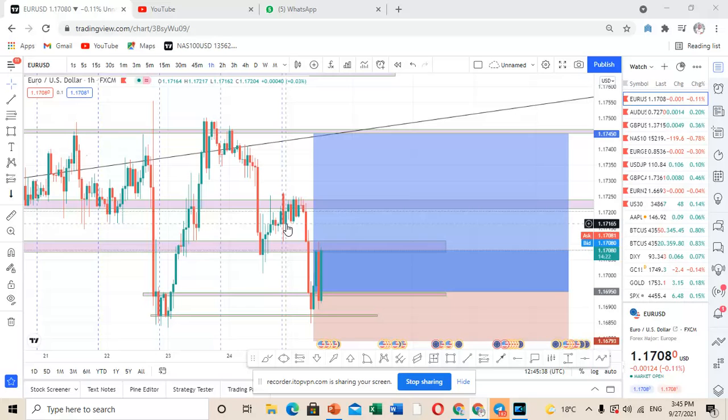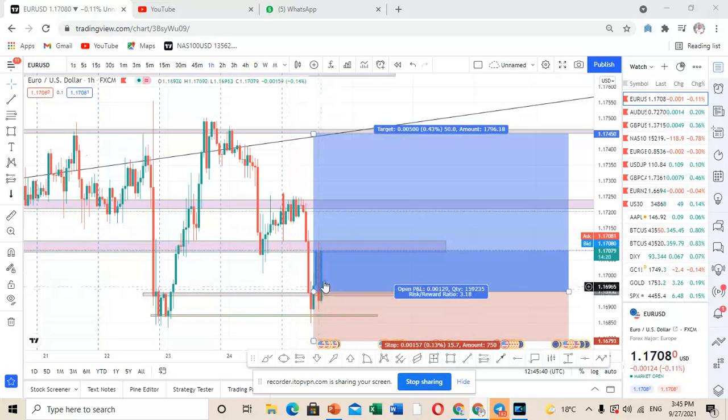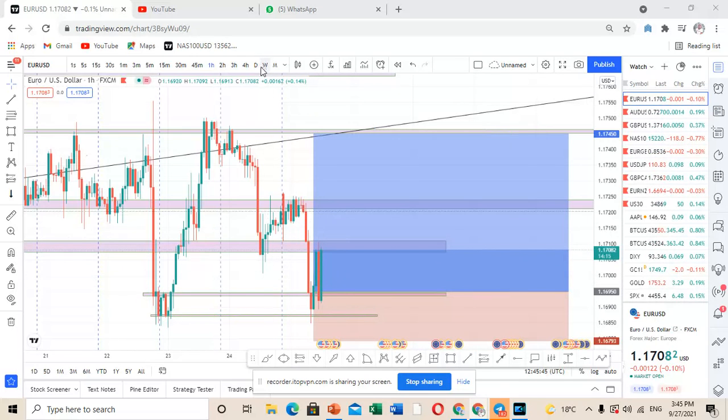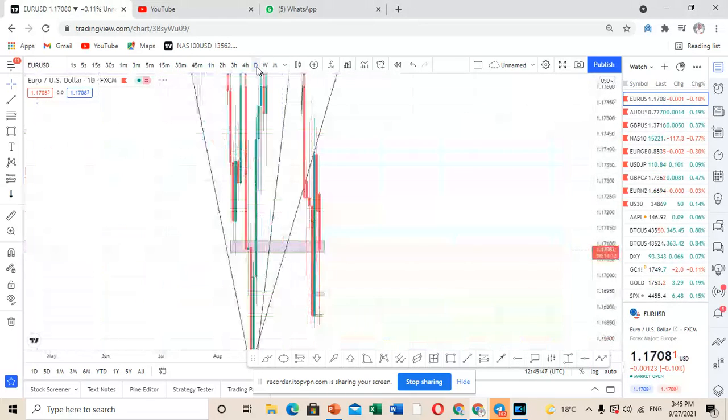Today I shared this analysis, I think it was in the afternoon, when EUR/USD was moving toward the upside. But let me start off from the daily time frame.